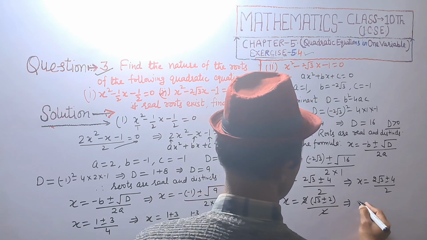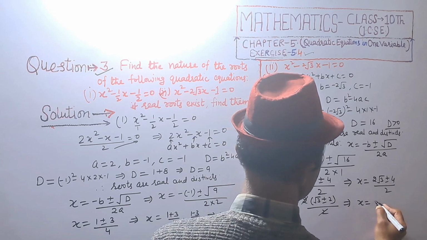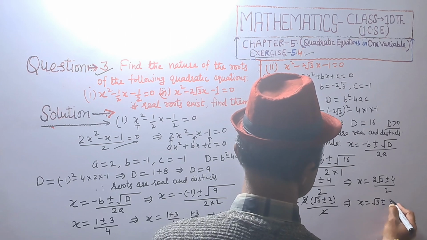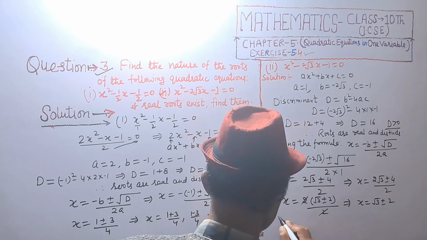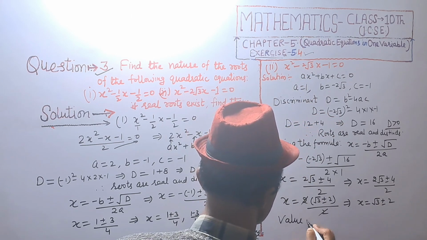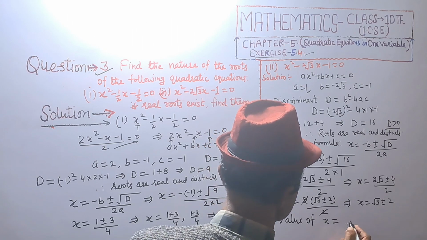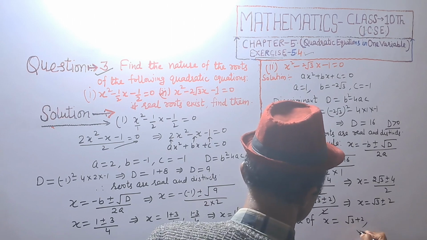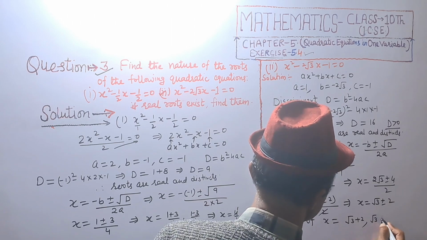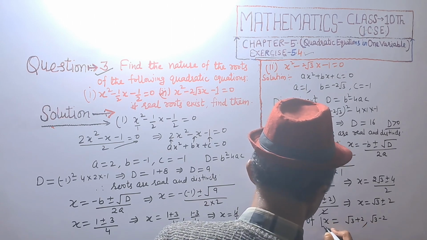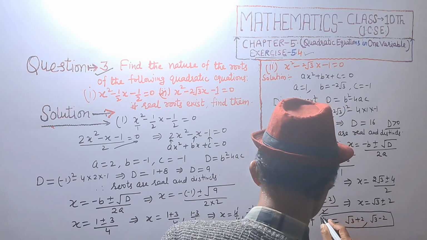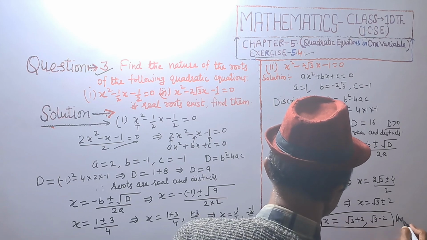2 is taking common and divides by 2. So we get the value of x is equal to root 3 ± 2. Value of x is equal to root 3 + 2, root 3 - 2. Answer.